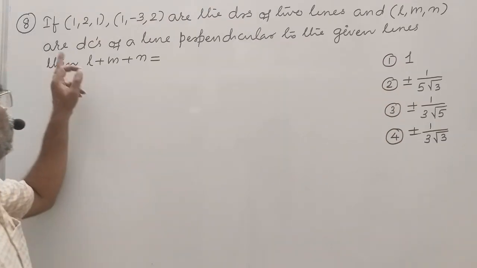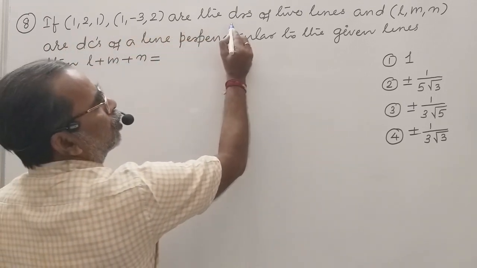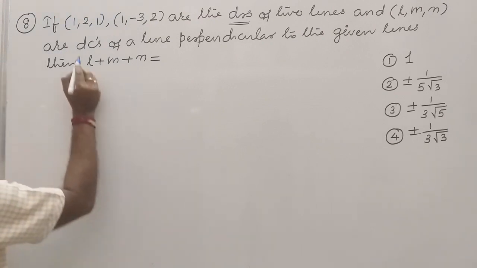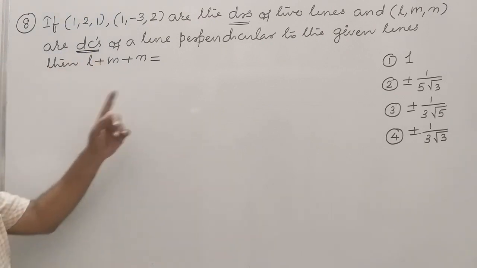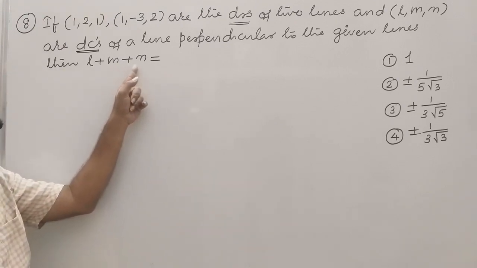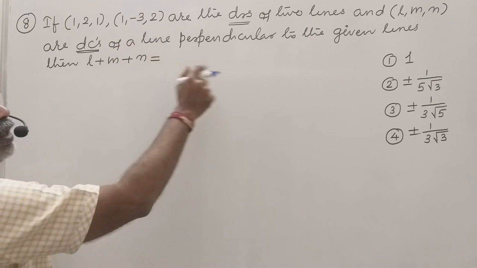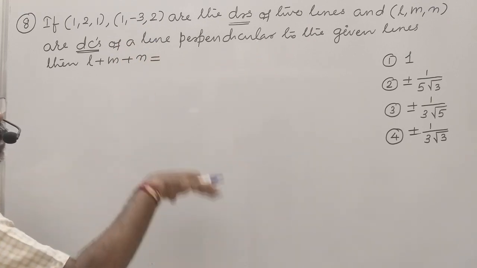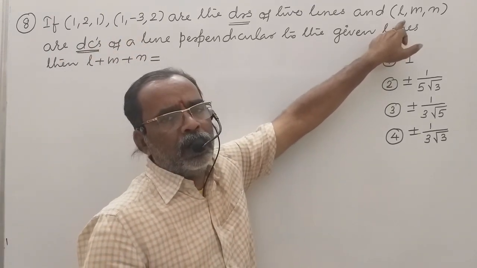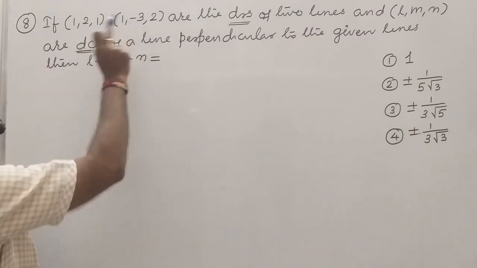Right. Next, question number 8. If this and this are direction ratios of two lines, and L, M, N are direction cosines of a line perpendicular to both the given lines, then what is the sum of L plus M plus N? So here these are the DRs of two given lines, and those are DCs of a line which is perpendicular to these two. So these are DCs. What are DCs? Basically they are DRs only. So the third line is perpendicular to these two.